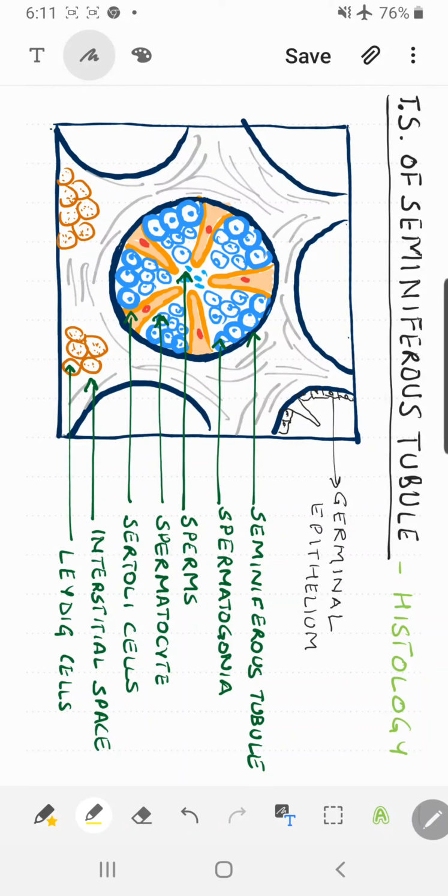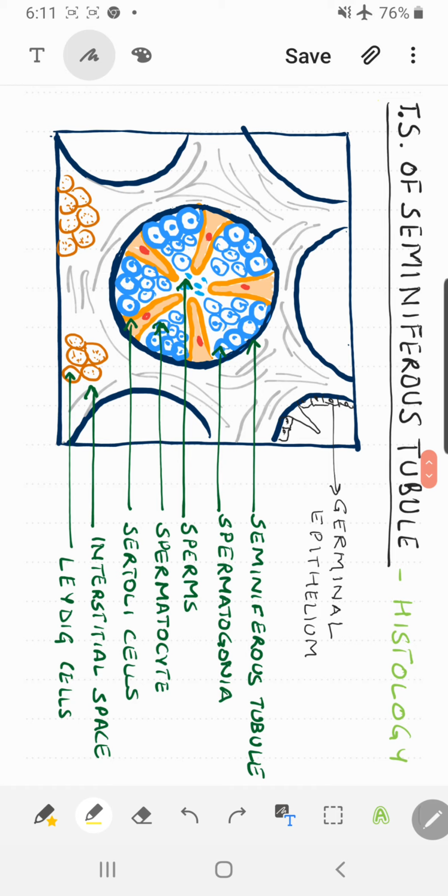Students, this diagram is a transverse section of a seminiferous tubule, right? So just to link up what a seminiferous tubule is, I told you about the diagram of the testis. Within that you had two main things, seminiferous tubules and Leydig cells. Tubules were responsible for production of sperm. Those coiled tubules produce sperms, and Leydig cells produce the hormone testosterone, right?